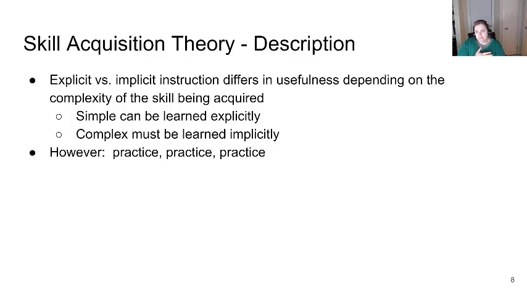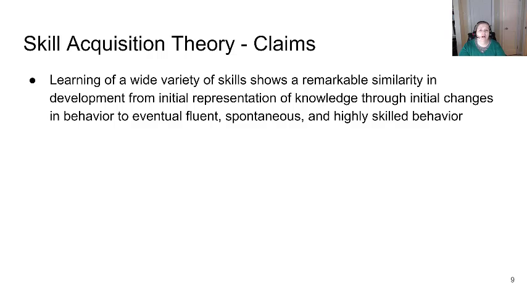However, regardless of whether it's explicit or implicit, it's just practice, practice, practice. The claims of this theory, therefore, are that learning of a wide variety of skills shows a remarkable similarity in development from initial representation of knowledge through initial changes in behavior to eventual fluent, spontaneous, highly skilled behavior. So this is suggesting that a wide variety of skills, I think the general interpretation of this is it doesn't have to be language, which suggests it's the main general claim.